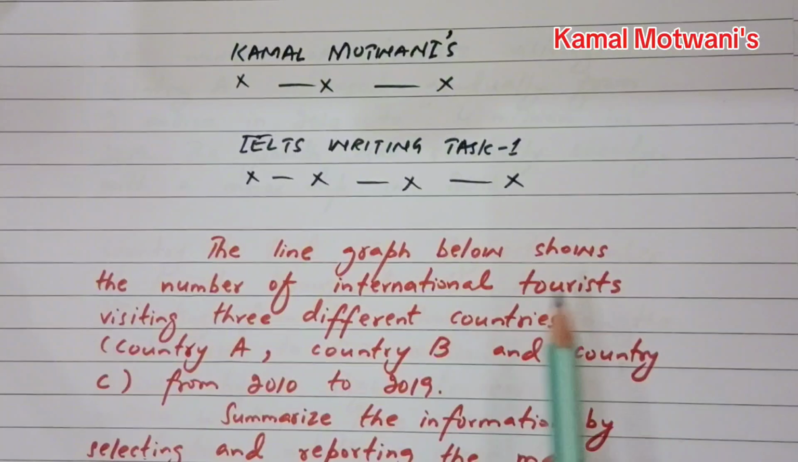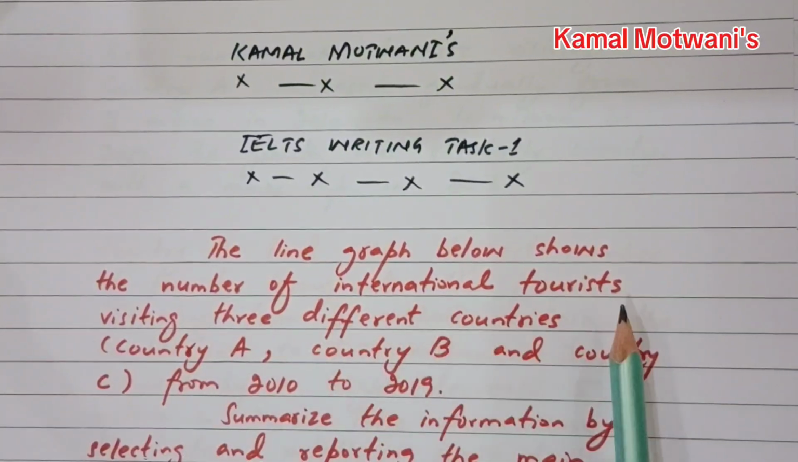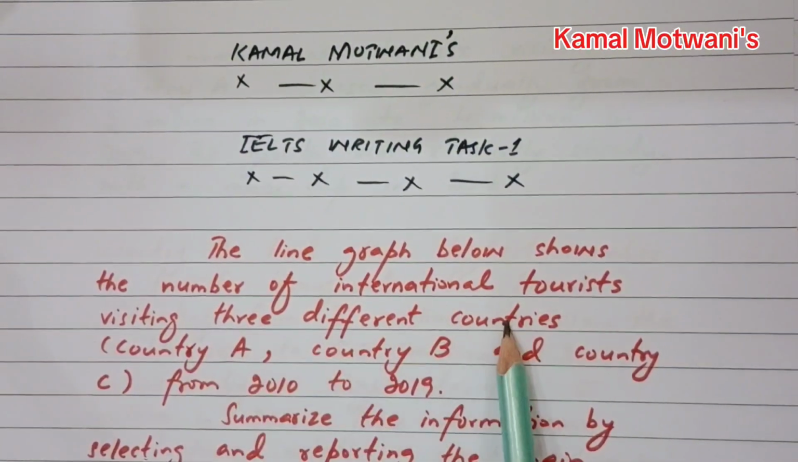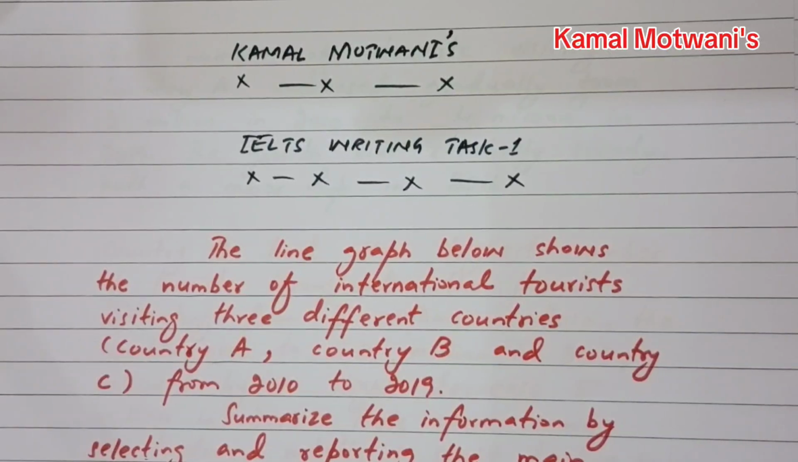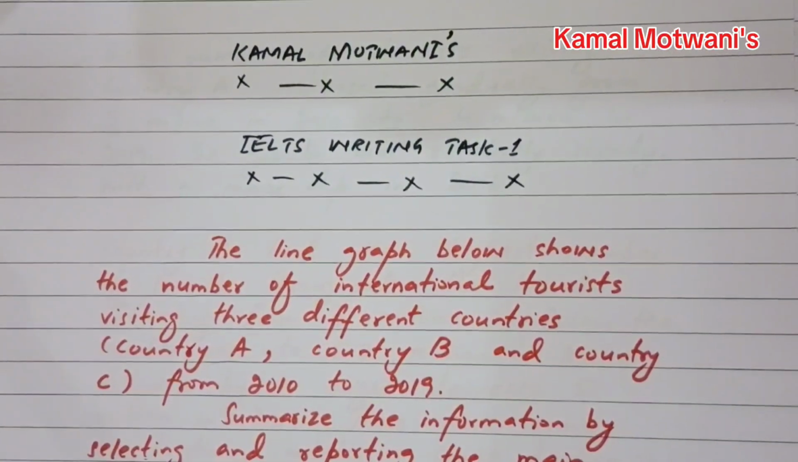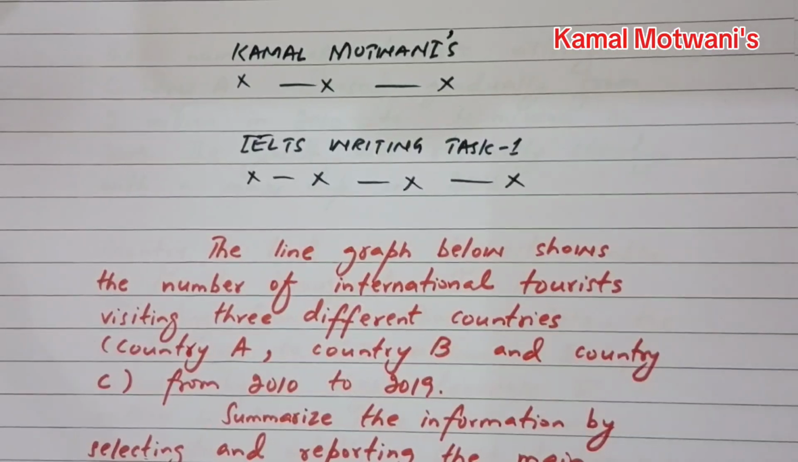The line graph below shows the number of international tourists visiting 3 different countries: country A, country B, and country C from 2010 to 2019. Summarize the information by selecting and reporting the main features. This is the same statement given in every such task. So, let's first discuss the pattern of solving the IELTS writing task 1 and what the structure of it is.